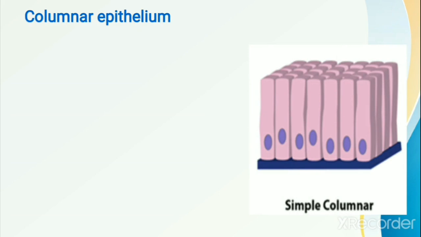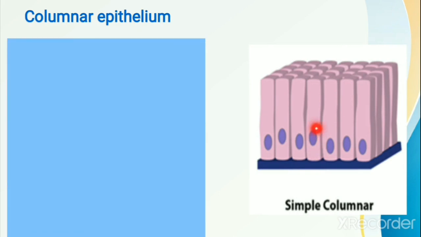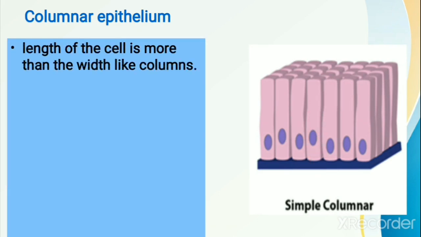Now the second type is columnar epithelium cells. Here the cells are just like columns. You can see they are like columns. Means the length of the cell is more than the width of the cell, just like a column. Here the length is more and the width is less, and in these the nucleus is located at the base.